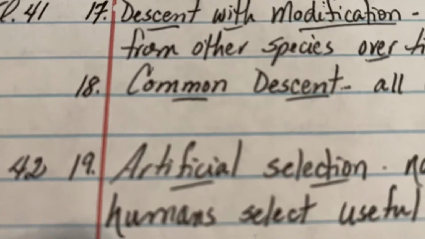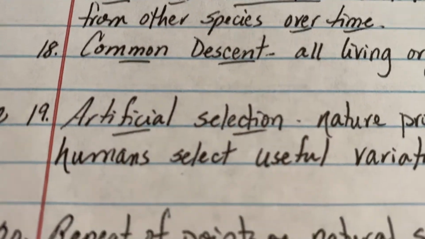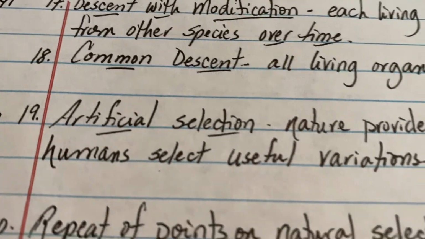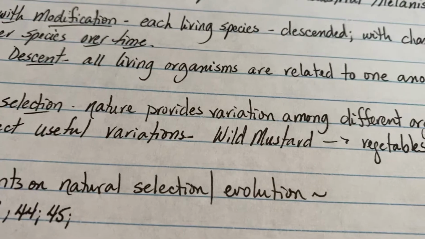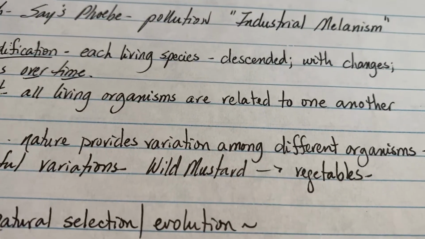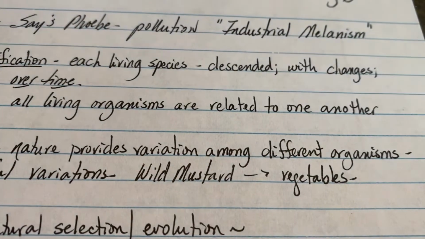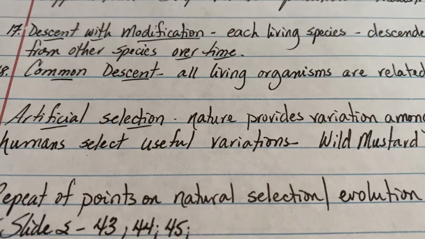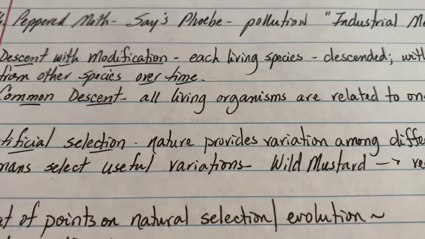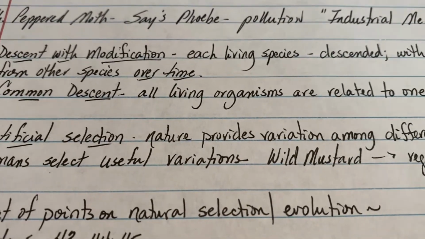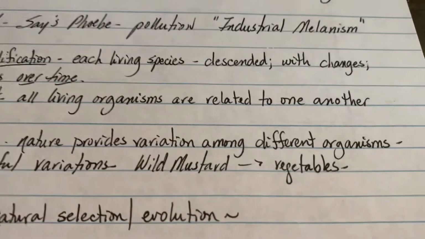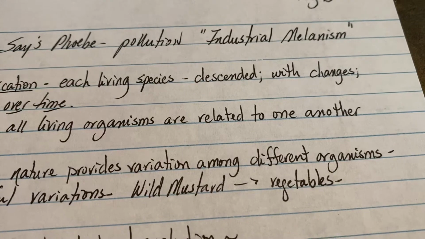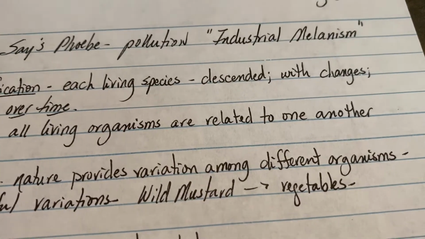One of our biggest evidences of natural selection is the evidence that we find in artificial selection. This is when nature has provided variation among different organisms, and humans decide which of those variations are the most useful. And by those means, we actually took a weed called wild mustard and created all the vegetables that you see in slide 42.